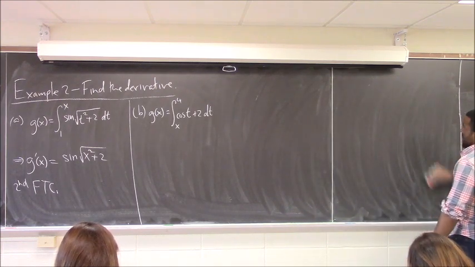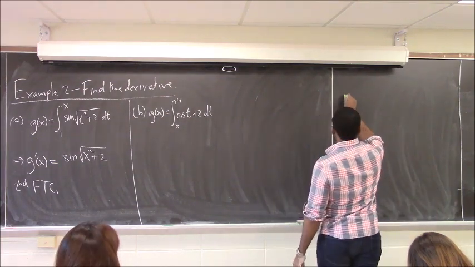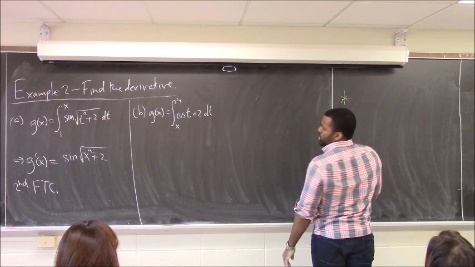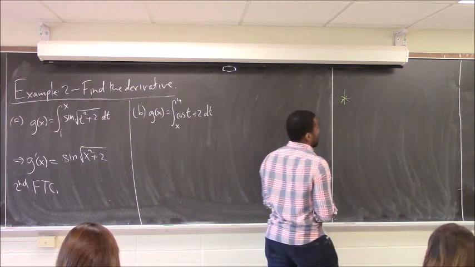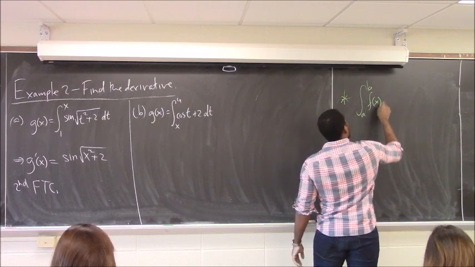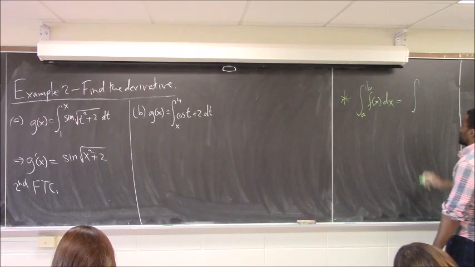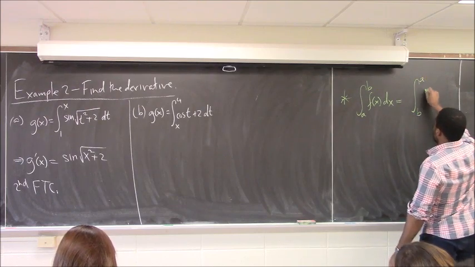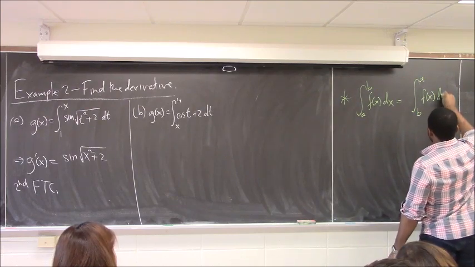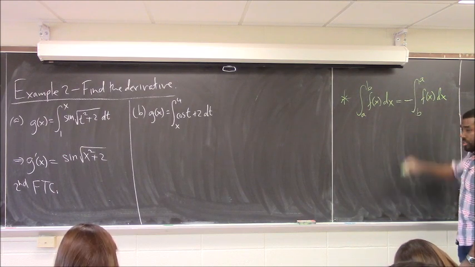You can also use an area interpretation, but it turns out there's also an important property I would say that you should know. If you're integrating any function from a to b, f of x dx, you can switch the limits of the integral. Put the b down here, the a up here. Not without consequence though. You need to put a negative sign in front.